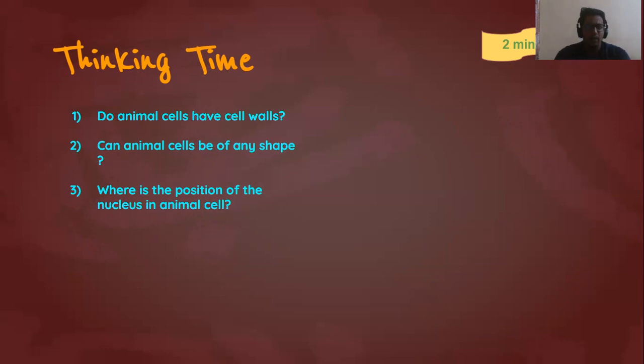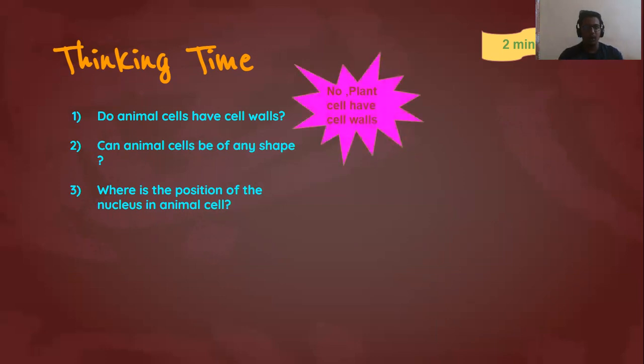Do animals have cell walls? This is the first question. Second question is, can animal cells be of any shape? Third question is, where is the position of the nucleus in animal cell? Do animals have cell walls? The first answer is no. Plant cells have cell walls. Animal cells don't have cell walls.